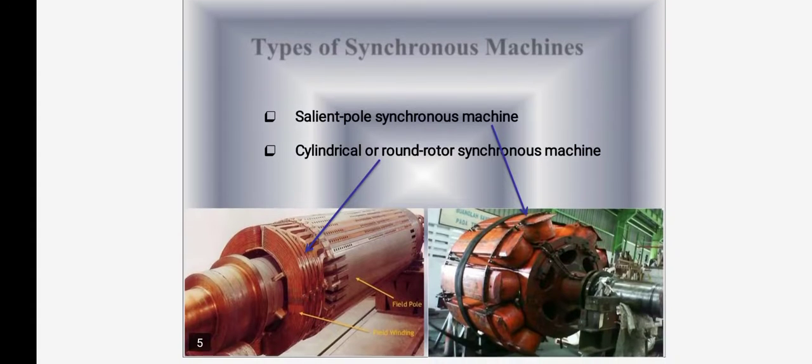Then, based on the pole shape, synchronous generators are classified into two types: the salient pole synchronous machine, and the cylindrical rotor, or wound rotor, or round rotor synchronous machine. Wound rotor and round rotor are the same. You can see here the salient pole is a projection in the pole, and the round rotor means there is no projection. It is only a cylindrical form. From the diagram you can easily understand the two types of synchronous machines available in the market.